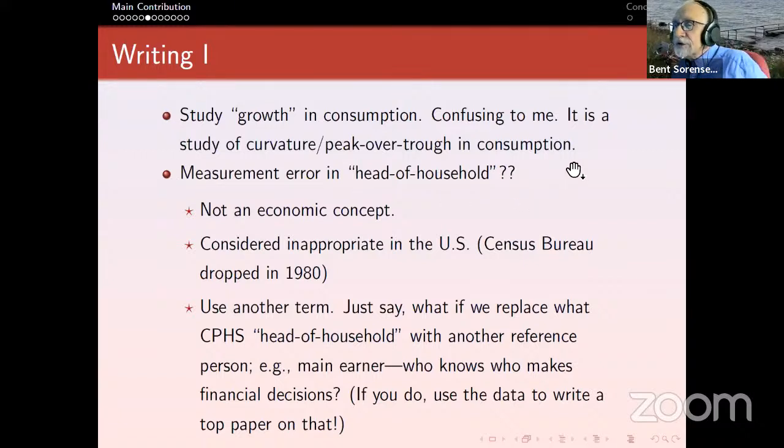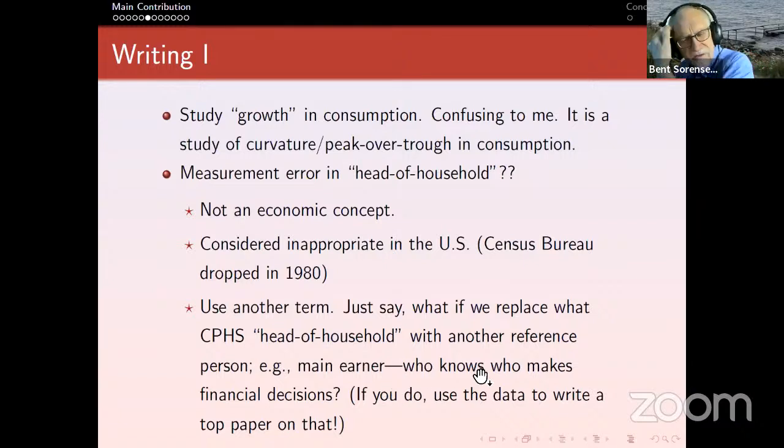I mean, eventually you do say it, but I think that only shows up on page. So measurement error in head of household, that's just a small thing, but what on earth does that mean? In the US, the Census Bureau totally abandoned this term, because it has a sort of sexist ring to it, since it used to be the male. So I would advise you to just avoid that. Just say we look at the main earner instead of whatever somebody has decided to call head of household.